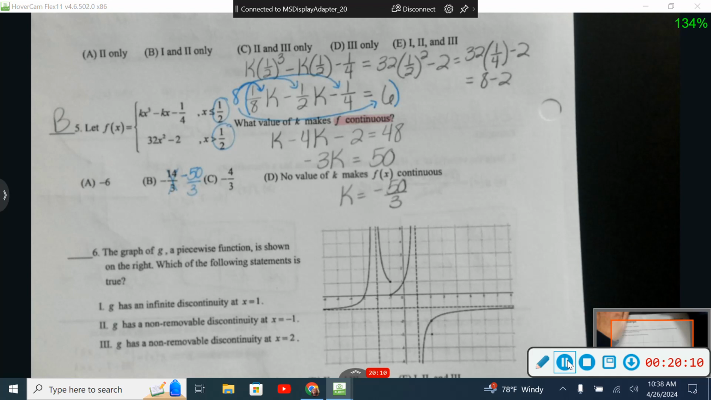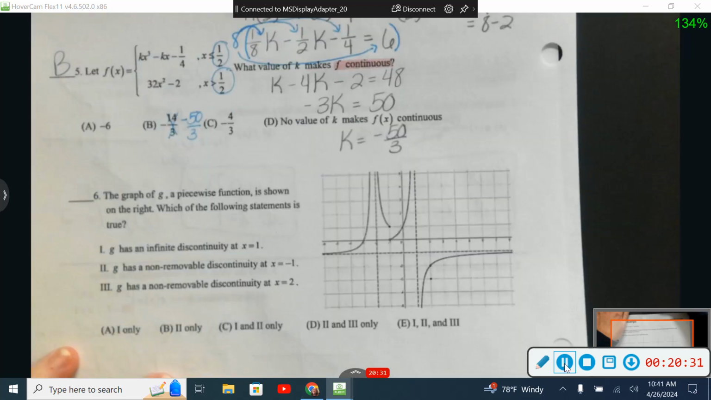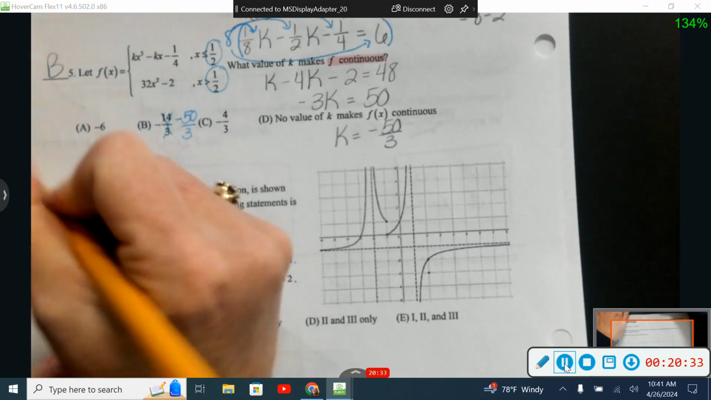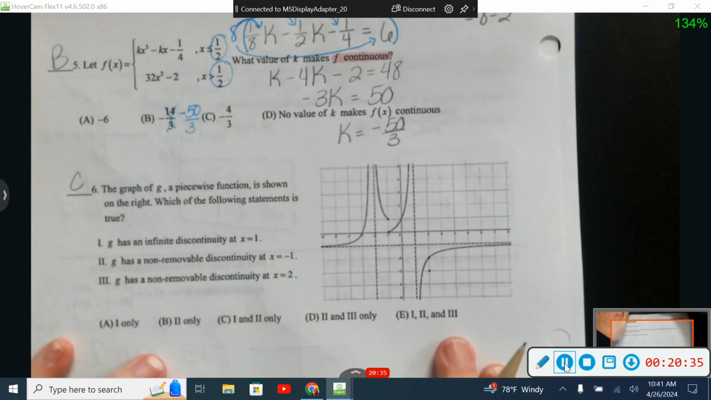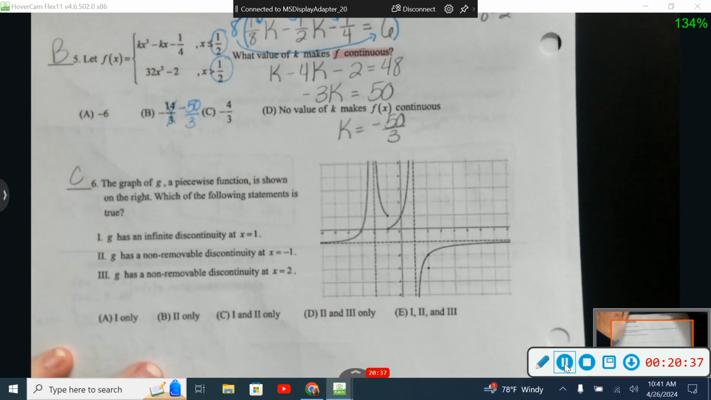All right. Number 6 is a really good vocabulary question. Let me give you a few minutes to try number 6. Work together. See if you can figure out on your graph on number 6 where you have these different types of discontinuity. Work together in your group and try number 6. All right, if you're ready, you can check your answer on that one.